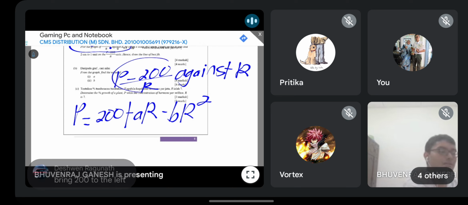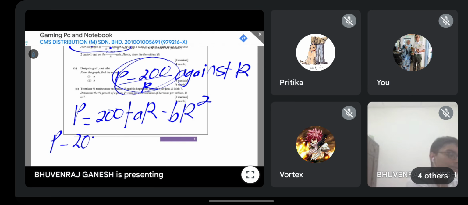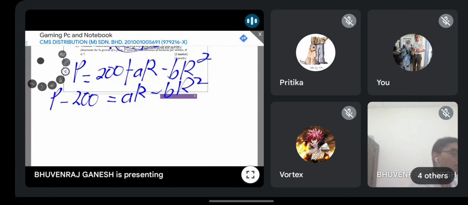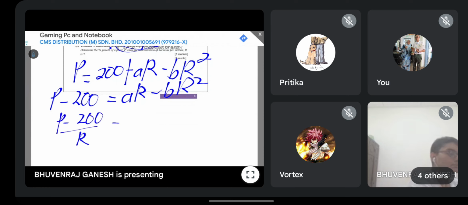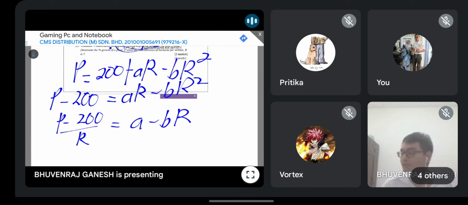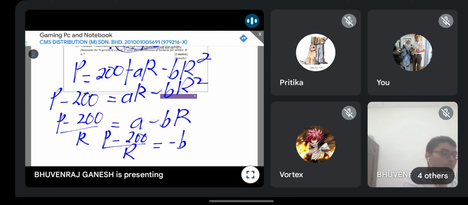Because you must remember, follow the expression they want. Yes, bring 200 to the left first. Then only you do your next step, divide by R. You divide both sides by R, and you will get something like this: A minus BR. Okay guys, I think now you can see the pattern. This will be the pattern for your answer. You can rearrange a bit so that you get the general form.